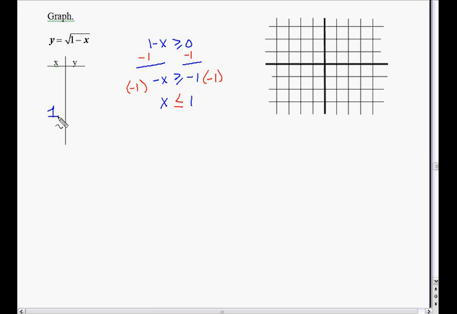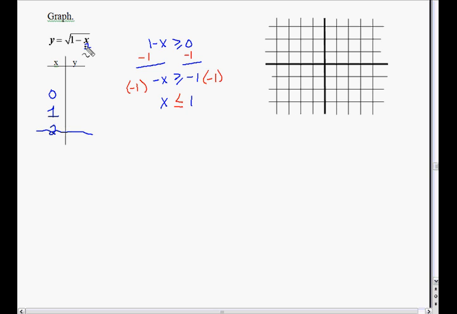So 1's our starting point, and then we have to figure out which way we're going to go. Smaller numbers like 0 or bigger numbers like 2. If I try a bigger number, 2, and put that inside here, I have 1 minus 2, which happens to be negative 1. And the square root of negative 1 is the number i. So I don't want that because I can't graph i here on the Cartesian plane.